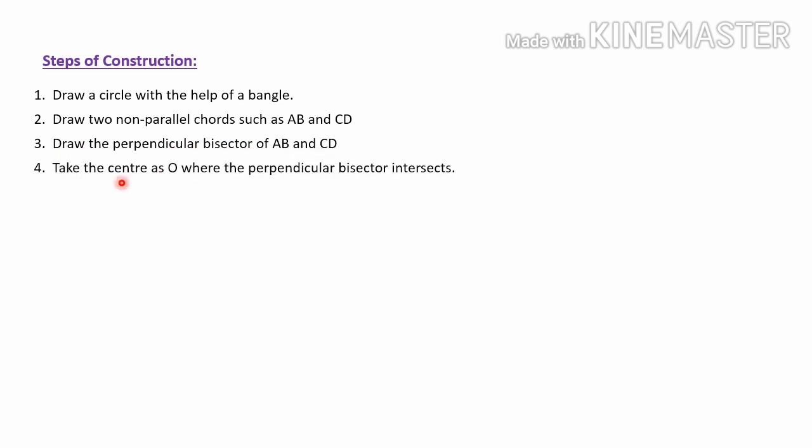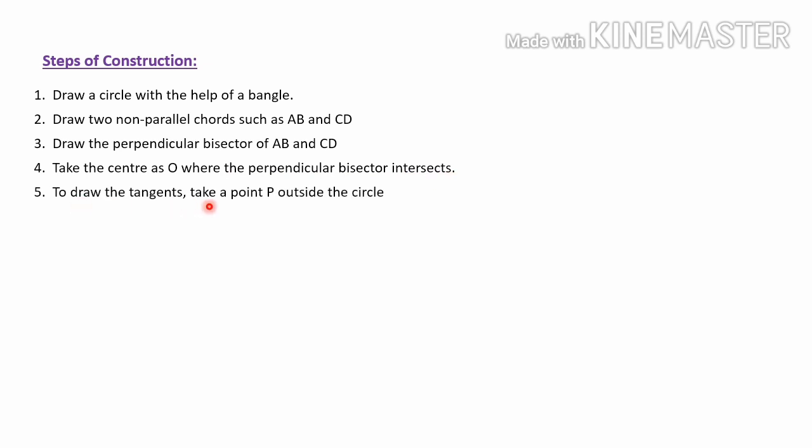Next, you have to write the steps of construction. Here, the steps of construction you have to write after constructing the original diagram, and you have to write by using your own sentences. The steps of construction are given to you here for reference. While constructing, if you have any doubt, you can go through these steps. Please do not copy. Draw a circle with the help of a bangle. Draw two non-parallel chords such as AB and CD. Draw the perpendicular bisectors of AB and CD. Take the center as O where the perpendicular bisectors intersect.